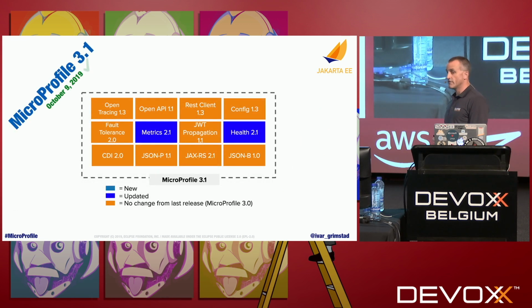MicroProfile is a set of specifications or APIs, and they are based on well-known Java EE or Jakarta EE technologies, such as CDI for context and dependency injection. We have JSON-P for JSON processing, JAX-RS for RESTful endpoints, and JSON-B for JSON binding. So these are the base technologies from the Java EE platform that you can use to build microservices using MicroProfile. On top of these, in the current version of the MicroProfile platform, there are 8 specifications. And I'll demo all of these using the context of microservice patterns.